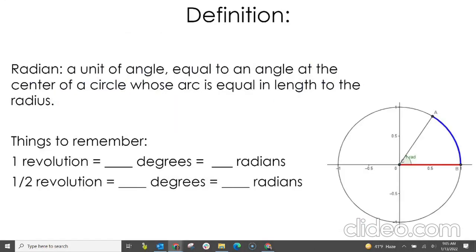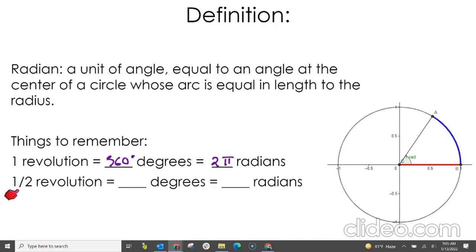So let's now define that and start to look at it. Our formal definition of a radian is a unit of angle equal to an angle at the center of a circle whose arc is equal in length to the radius. The formal definition is a mouthful, but you need to recognize that if this is a radian, then this length right here is equal to the radius of the circle. And 1 revolution all the way around the circle, which would be 360 degrees, is 2 pi radians.